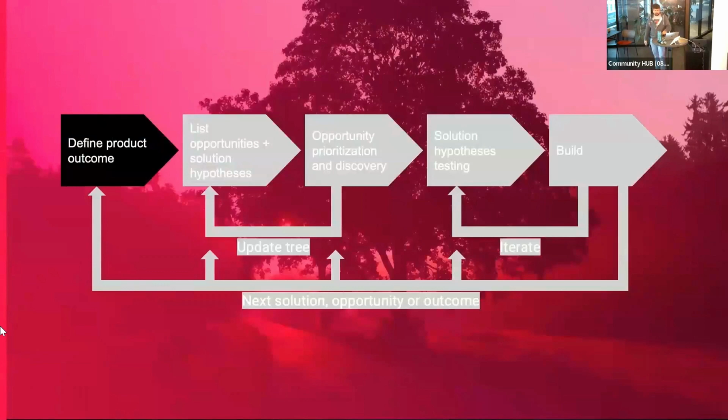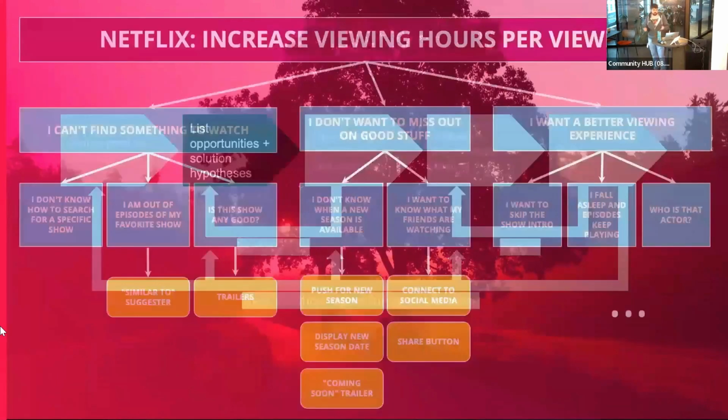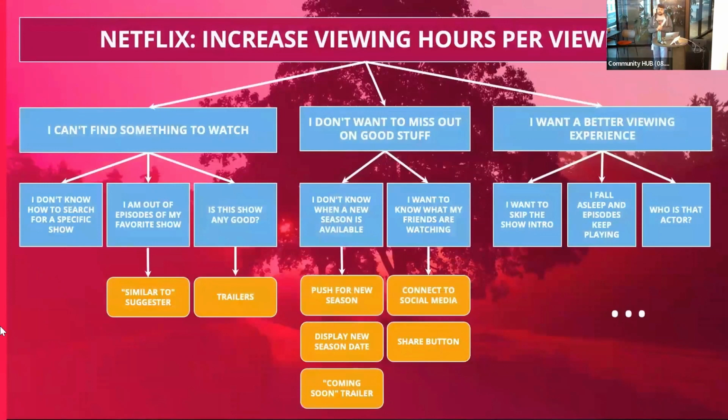So after defining your outcome, you just list what is on your mind, both opportunities and solutions. So you make the tree, and that's as easy as I'm saying. Okay, I have this outcome. What are the opportunities that could be related to this? And I am brainstorming, maybe with the team, maybe by myself, maybe with my UX and engineering manager. I don't know. This is not rocket science.